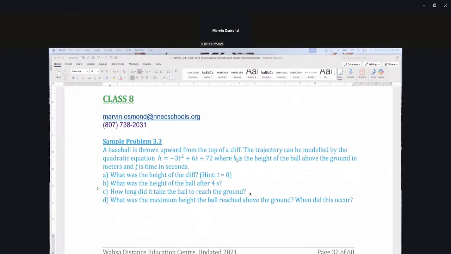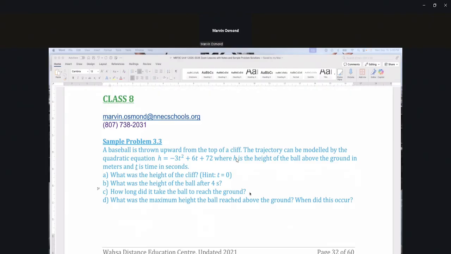A baseball is thrown upward from the top of a cliff. So you're standing on the edge of a cliff. You take the ball and you toss it into the air. It goes up. Now, of course, we have gravity on Earth, so what goes up must come down. So we throw it upward, it goes up, it reaches a maximum height, and then it falls down.